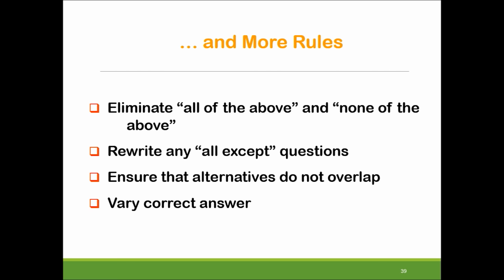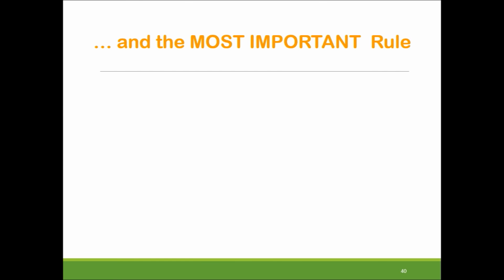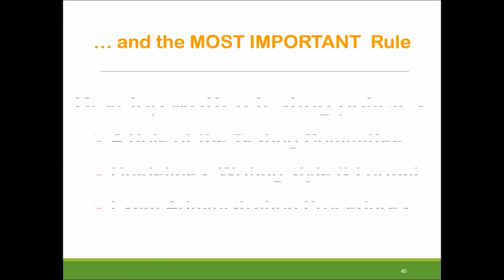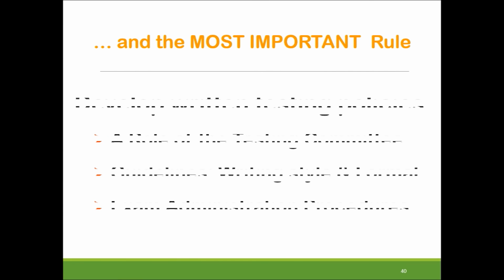Vary the correct answer. This would be important if you're not using a testing application of some type on computer, because students will use this as a way of detecting, well, this faculty member usually always has C as the correct answer, so if I don't know what the answer is, I'm going to choose C just because. Very poor reason for selecting an answer.